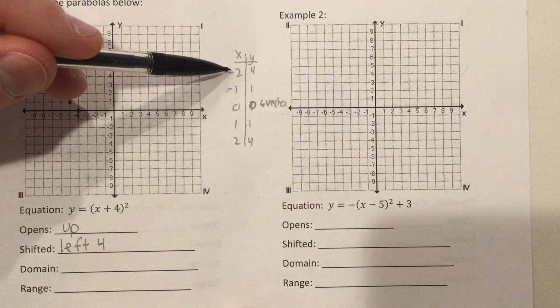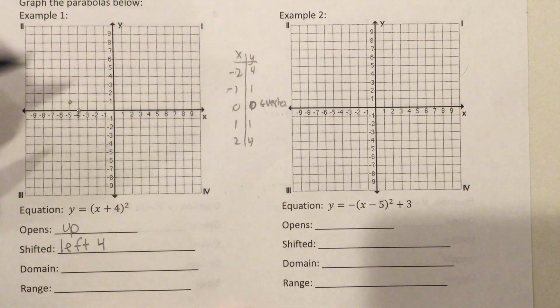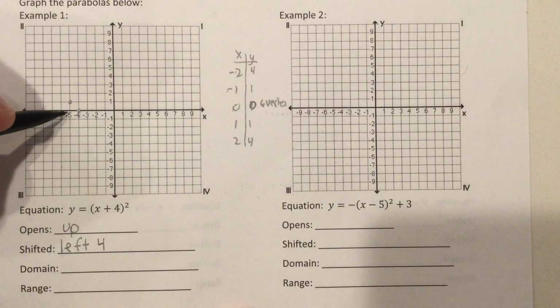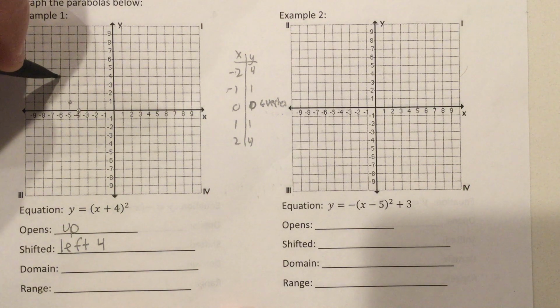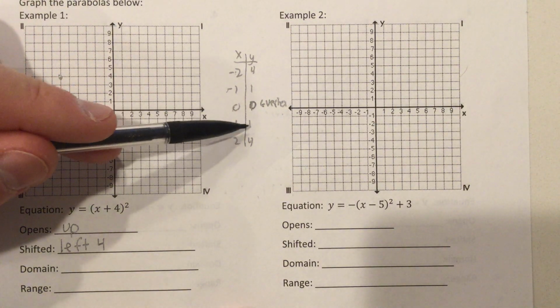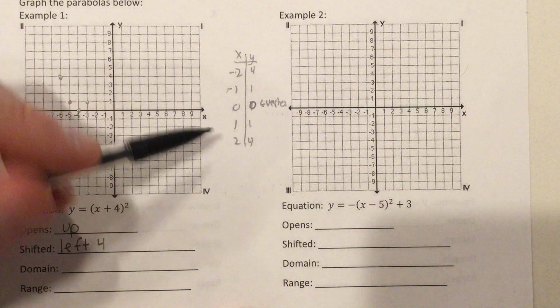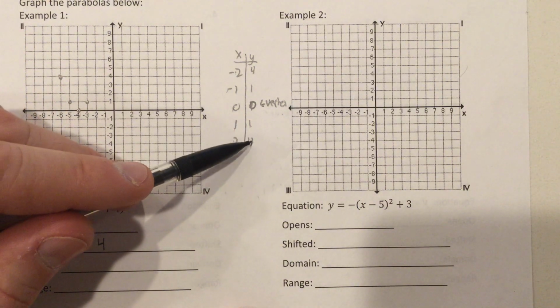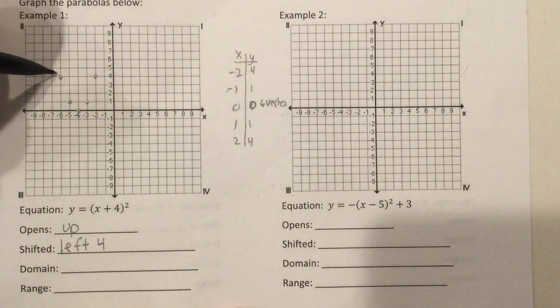From my vertex, again, you always have to go back to the vertex, I'm going left 2 and up 4. Go back to your vertex and go right 1 and up 1. Here's my vertex, right 1, up 1. And then again, go back to your vertex, and you're going right 2 and up 4. And there we have it.